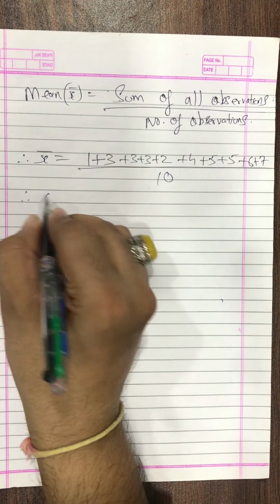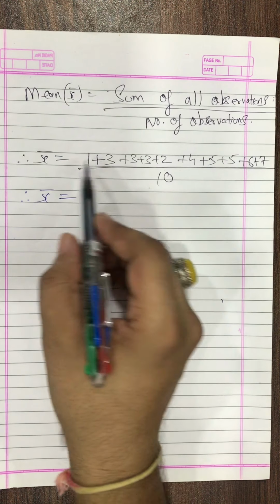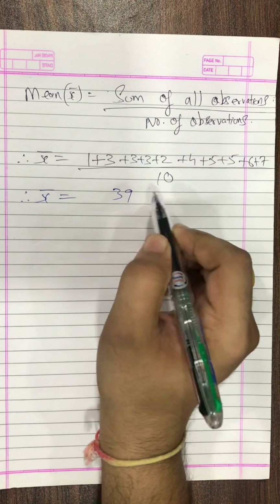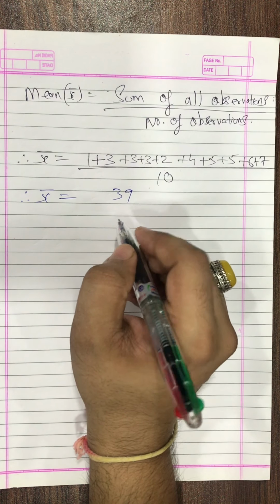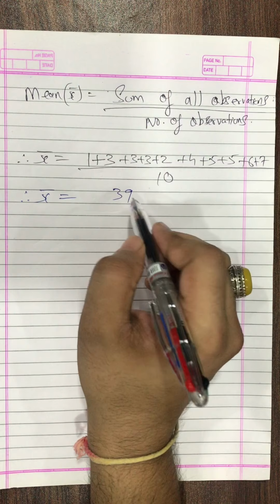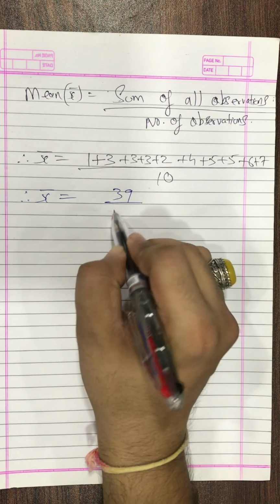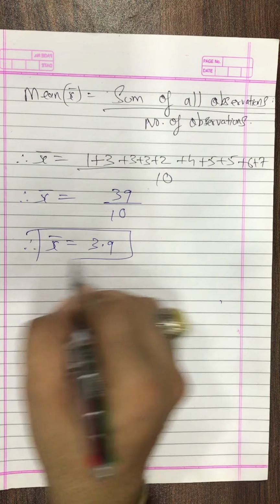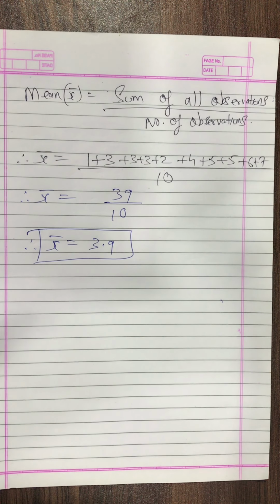Therefore, mean x bar will be what? If I add all these values, it comes to be 39 upon 10. Therefore mean x bar is 3.9. Pause the video please and do it fast.